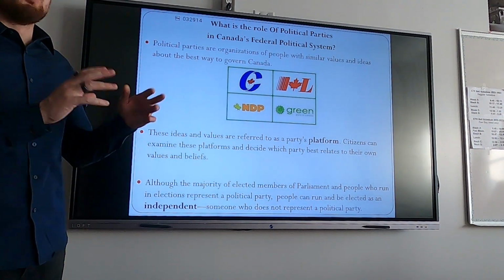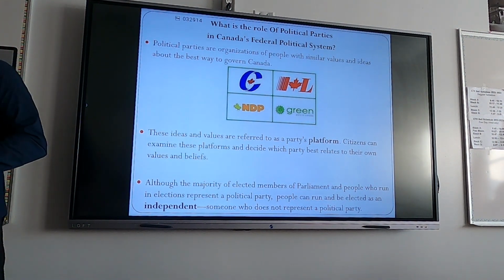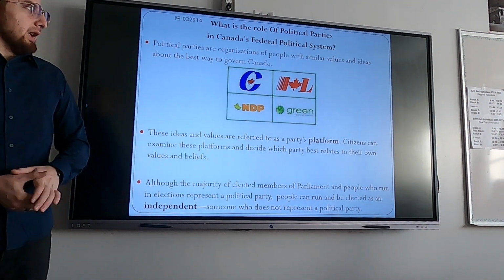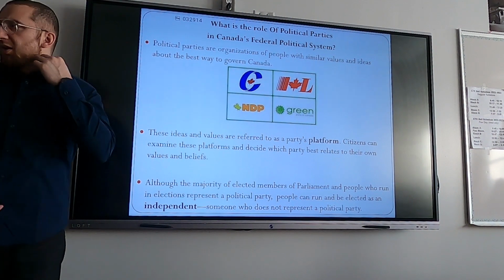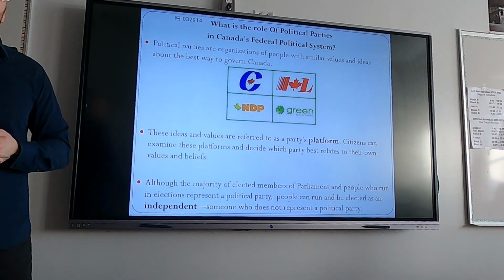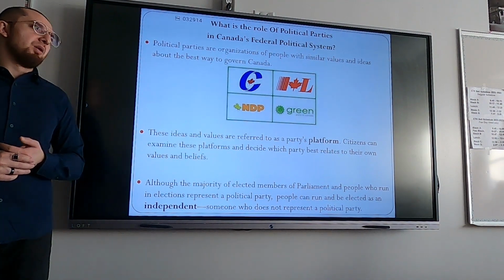Now, shifting over from laws, what is the role of political parties? And maybe it'd be better to do this sooner rather than later. But each political party represents particular political views and beliefs, right? So let's look at that in a simpler way.